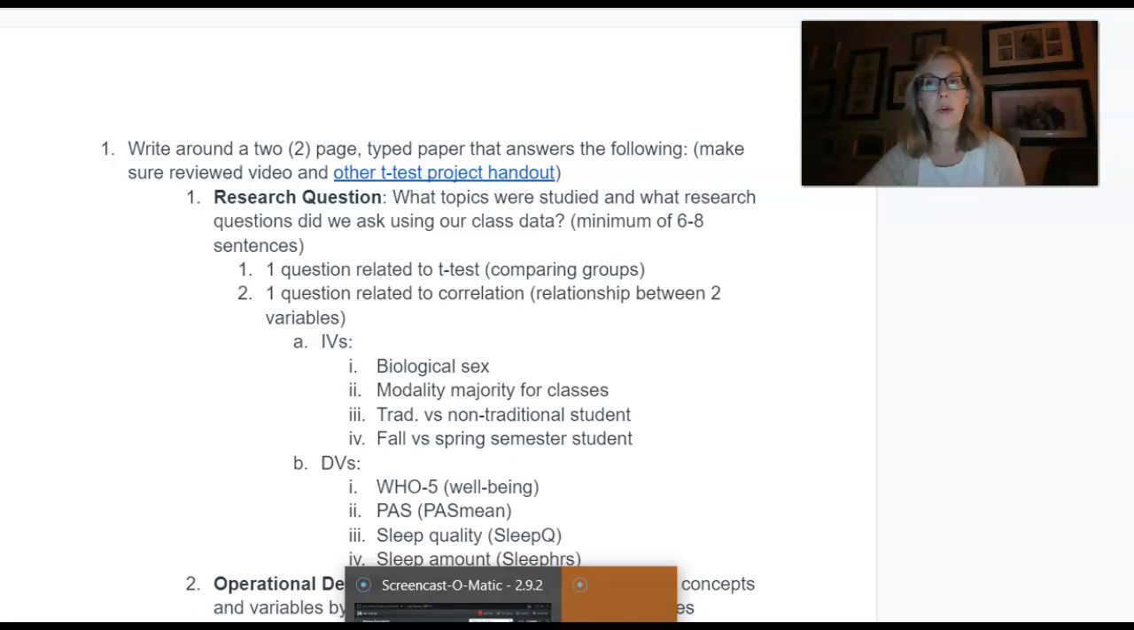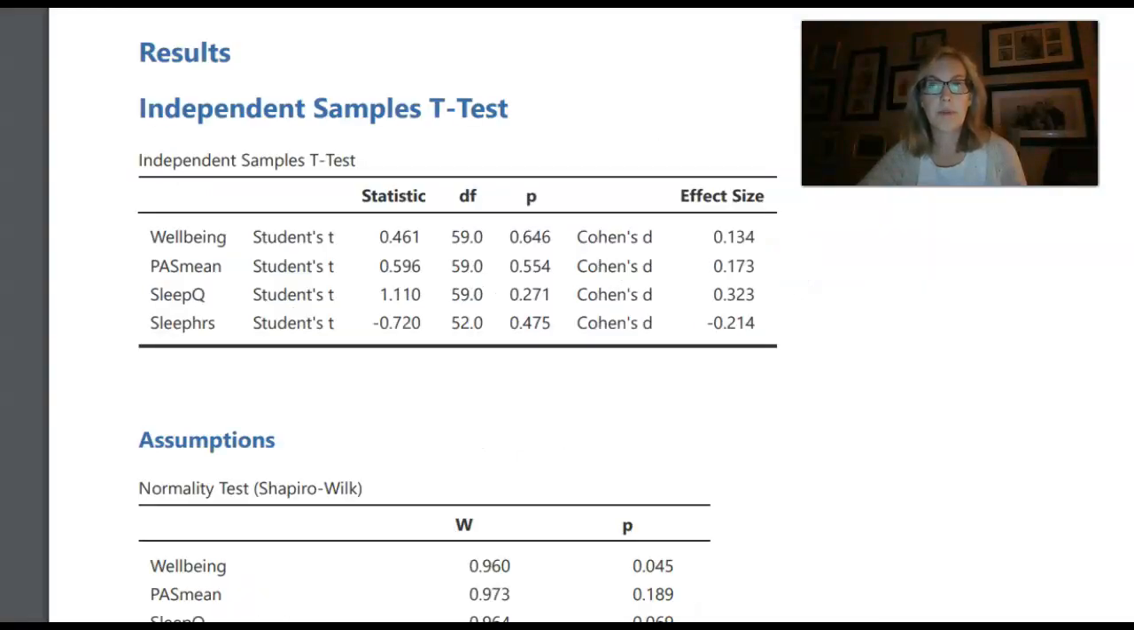So I wanted to take a moment and review the results section. This is data output from Jamovi, which is open software that's used in the Introduction to Statistics lab. You will identify which results match your research questions. For this first one, we are making a comparison between males versus females. That's going to be our first test statistic.